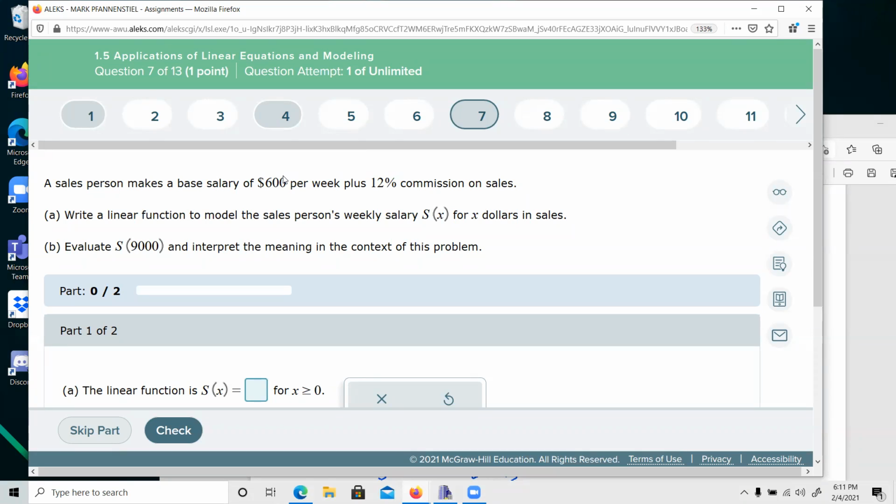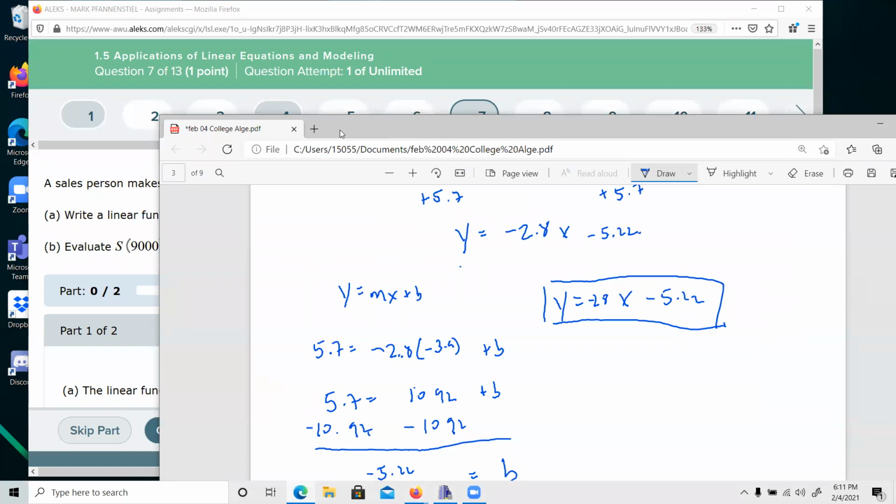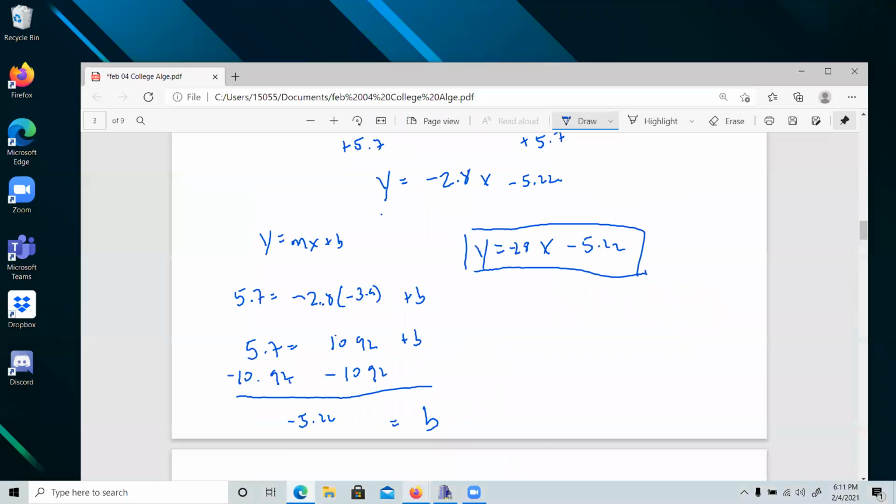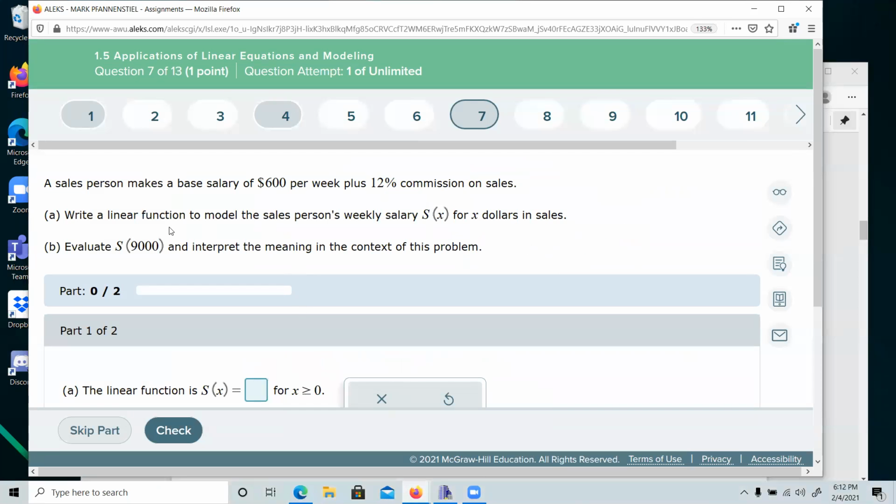I think we did this one before, or was close to it anyway. We have a salesperson who makes a base salary of $600 a week plus 12% commission on sales. We're going to write a linear model, and then we're going to figure that out and evaluate this in the context of the problem.